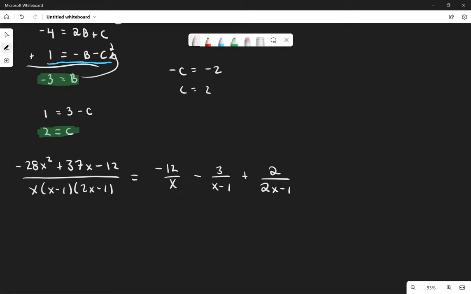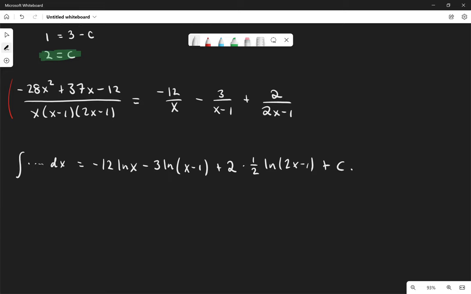So this is something that's so much easier to integrate. So let's do the integral. If I want to do the integral of this, the integral of all that stuff is just negative 12 ln x minus 3 ln x minus 1 plus 2, and then I gotta bring a half out front from that little u sub. And there it is, plus c. And you can get rid of this 2 times a half if you wanted to. And there's your answer.